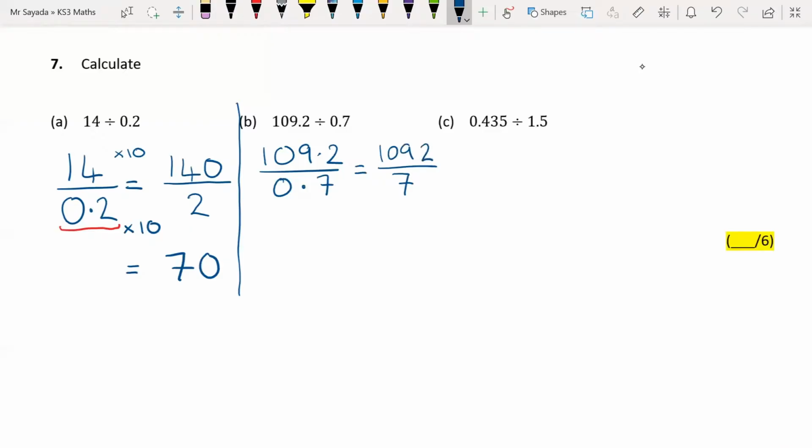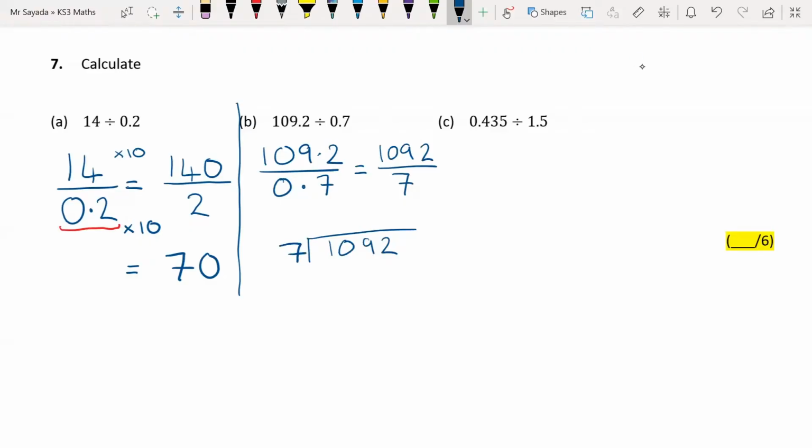Now this isn't one that I can do in my head, so I'm going to write it out as a division. Which number goes in the bus stop? Hopefully you've said it's 1092, because the number at the top goes in the bus stop. So 1092 divided by 7.